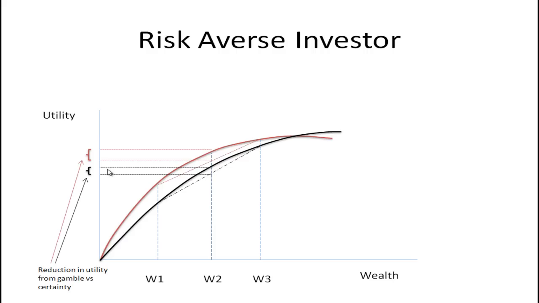So you'll notice that the difference between these two is greater up here, greater for the red utility function because it's curved more. That means that this person who has this utility function has greater risk aversion. You see there's a greater difference between the utility of the expected value of the gamble and the utility from receiving the money with certainty. It's greater than this one. So that's greater risk aversion.